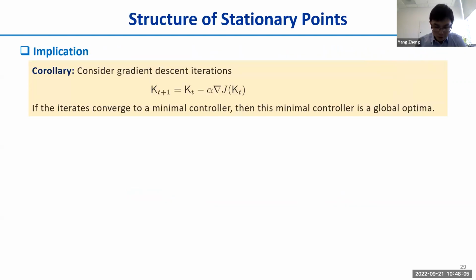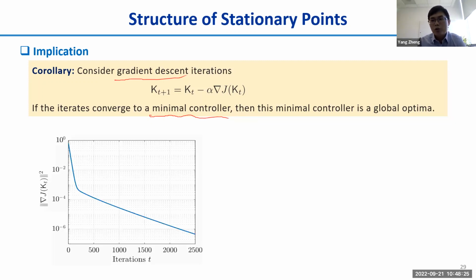Okay, so this is a good result, and it has some good implication. If you do gradient descent, suppose you converge, and suppose you are in a minimal controller, then we arrive at the global optimum. This is a very simple corollary, and we show some numeric example for some other system. We indeed observe good convergence, global convergence.